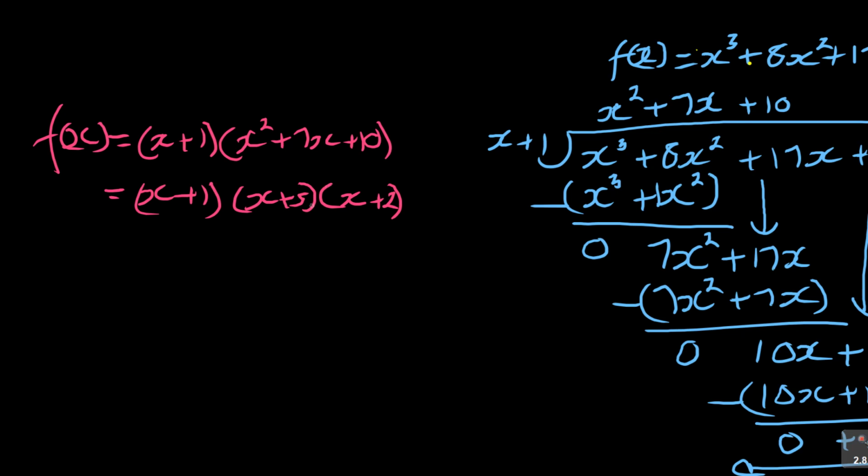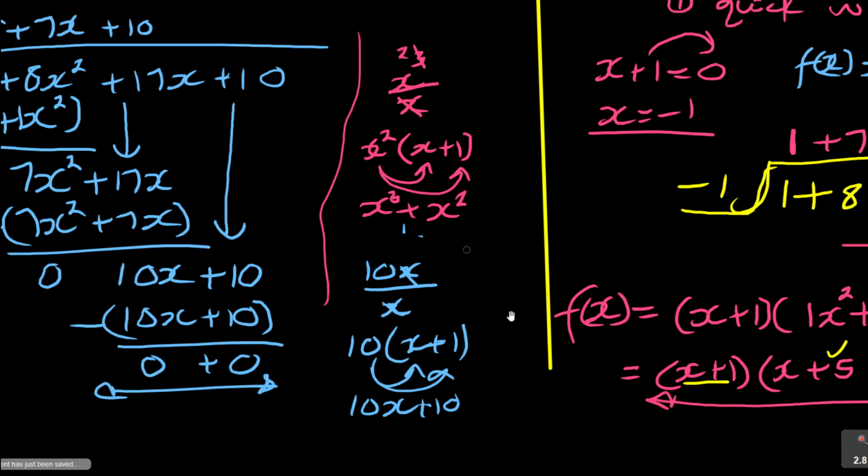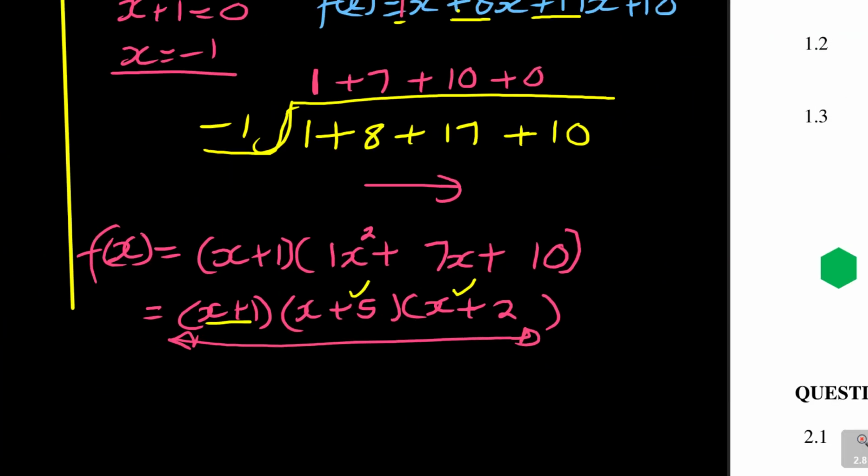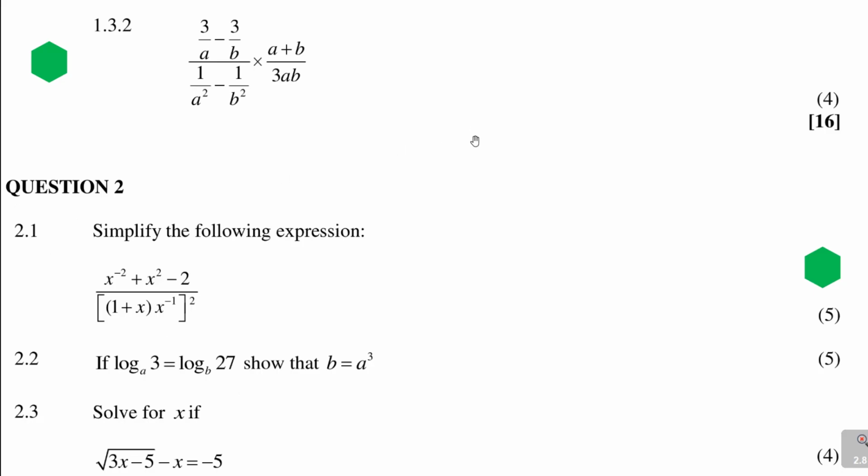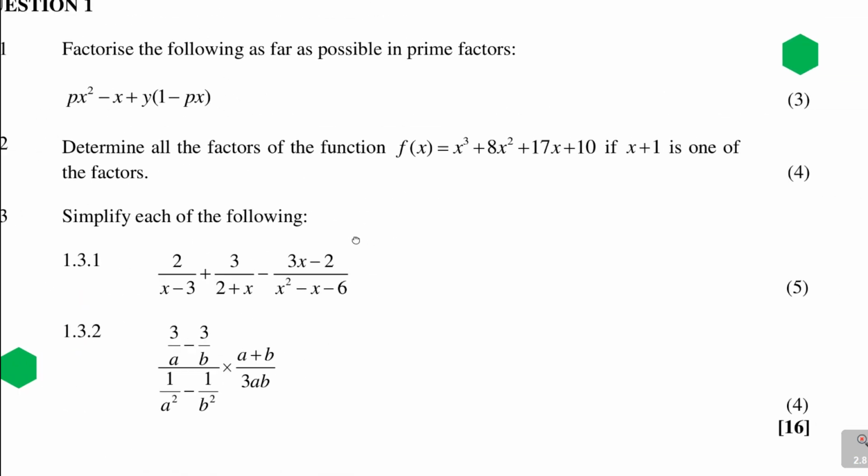Two numbers, when you multiply them, 5 times 2 you get 10, and then 5 plus 2 you get 7. Then the answer becomes, they say, to factorize fully, which is similar to what we got, guys. You tell me, how was it? Is it difficult? Not really.